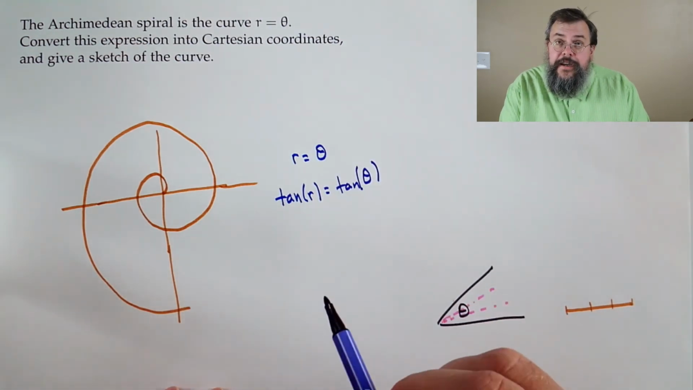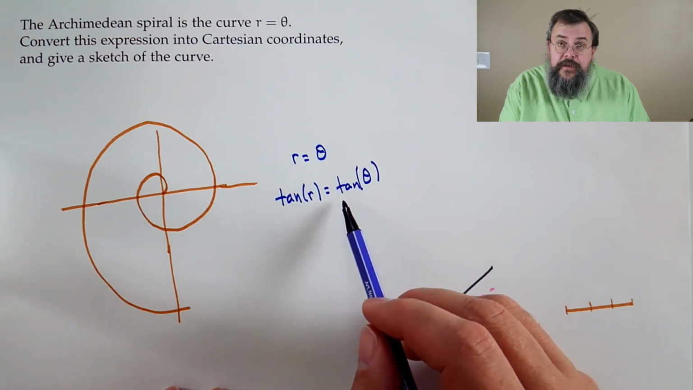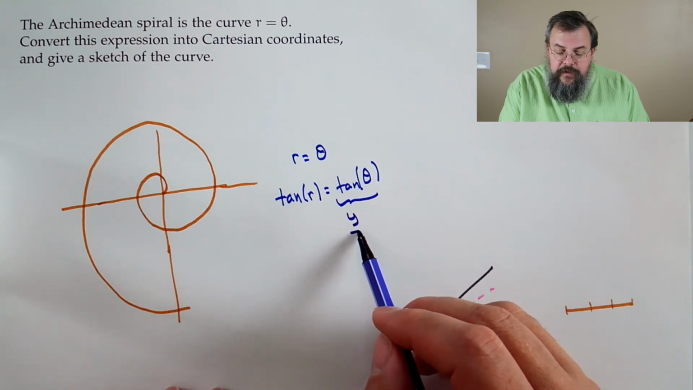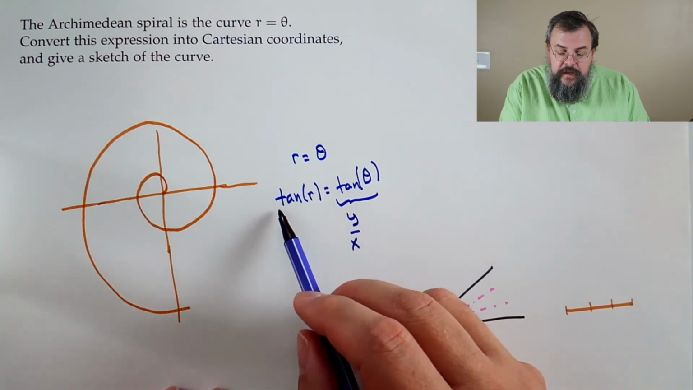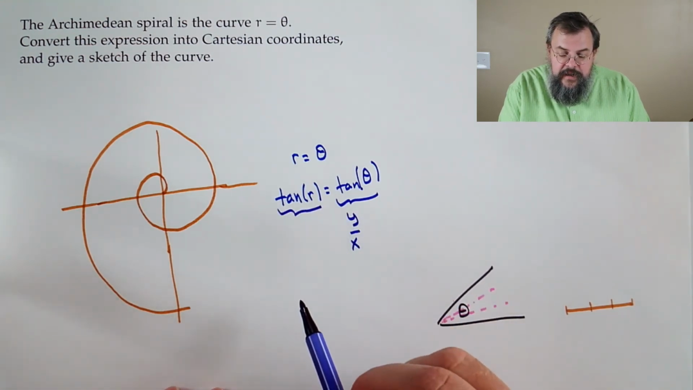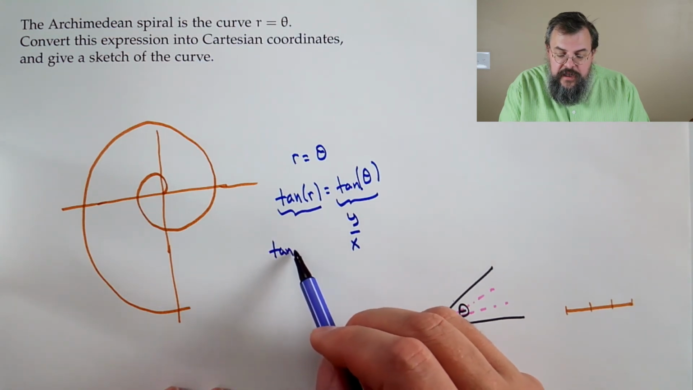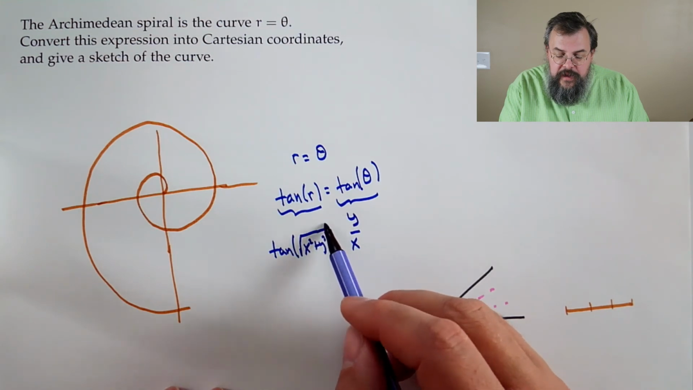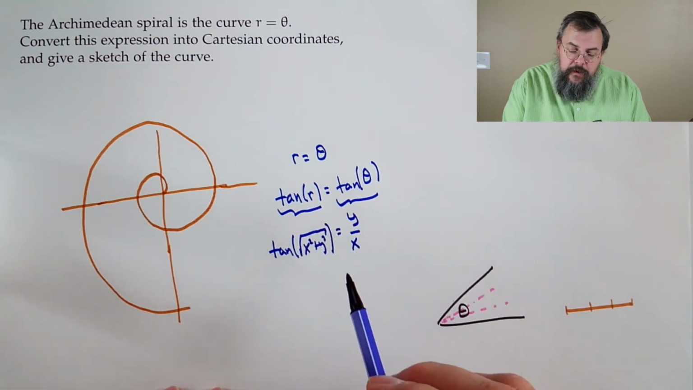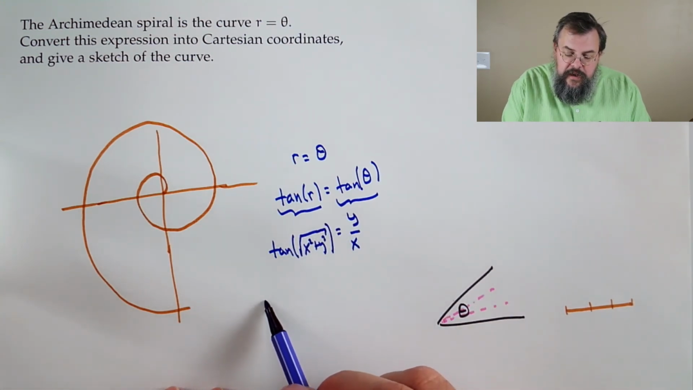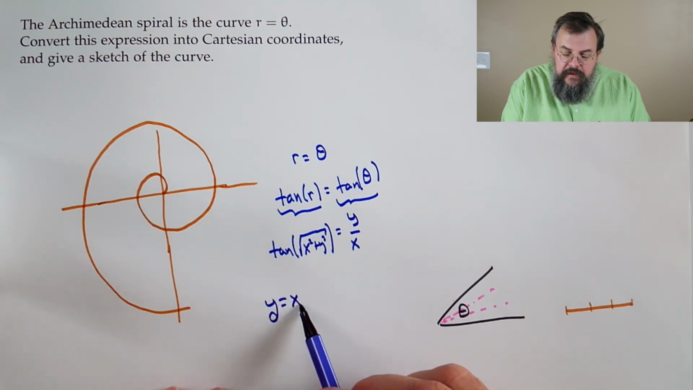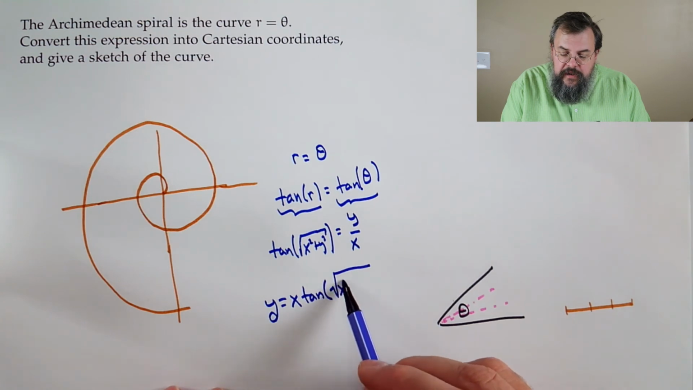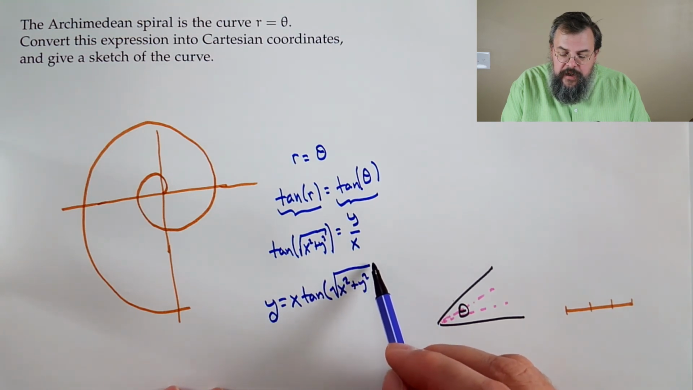Now, why do that? Well, because we know what to do with tangent of theta. See, tangent of theta is y over x. And we know what to do with r. So that's tangent of the square root of x squared plus y squared. And there we go. Or if you multiply the x across, you could say, look, y is equal to x tangent of the square root of x squared plus y squared.